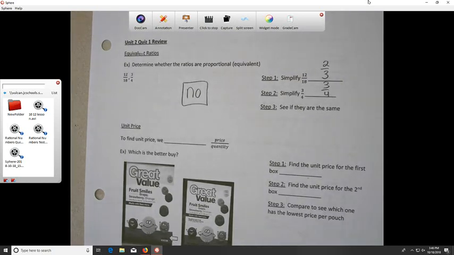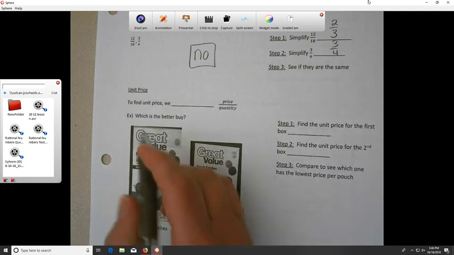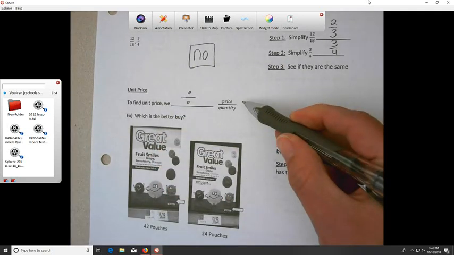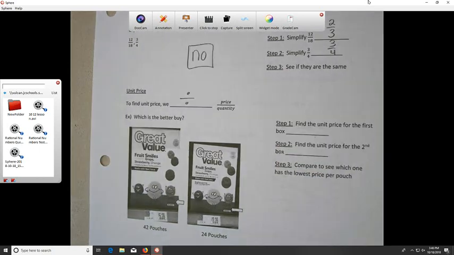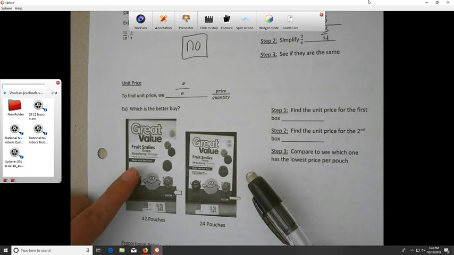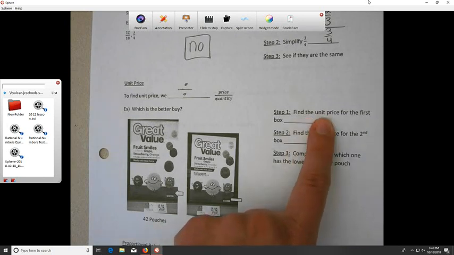The second thing we did in the chapter was finding unit rate or unit price. And to find unit price, we divide the price of the item by the quantity, so how much of it you're getting. So our first example here says, which is the better buy? And we've got two different size packages of fruit snacks. So what we're going to do to figure out which one's the better buy is find the unit price of each one by dividing. So step one says find the unit price for the first box.